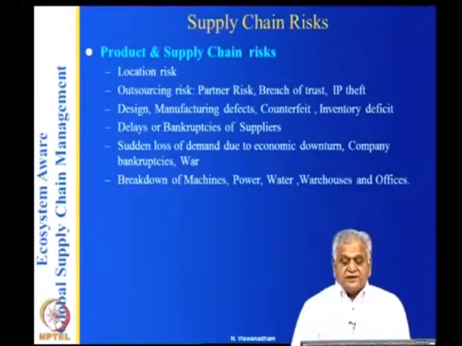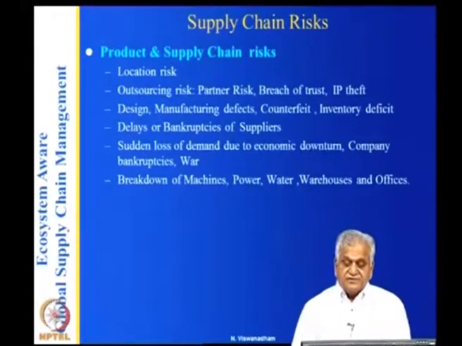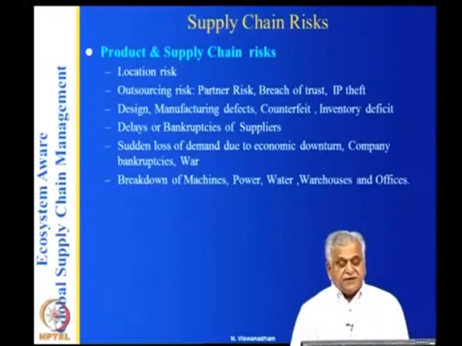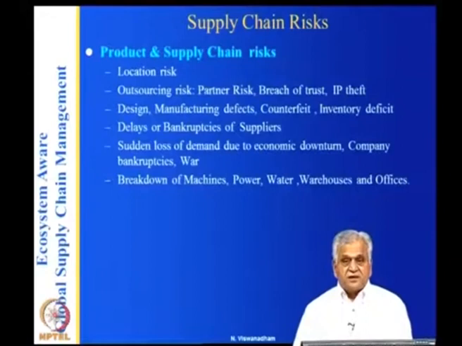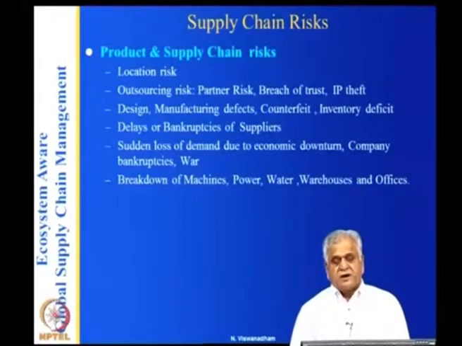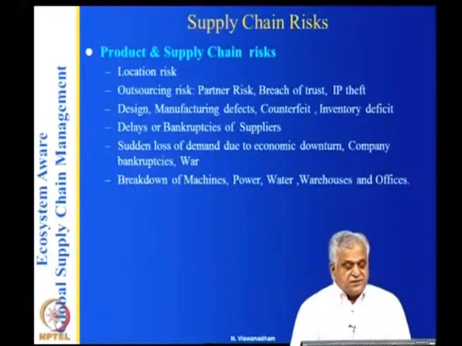counterfeit, inventory deficit. That is, they promise some inventory, and because of some reasons, there is an inventory deficit. The inventory deficit could come because of wrong counting. It can come because of theft and other reasons. There are delays or bankruptcies of suppliers. Supposing that the supplier has a strike, or he has a financial crisis and the bank is not giving loans to him. So for whatever reasons, there could be delays.